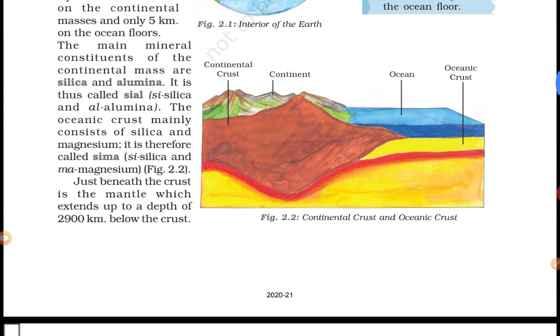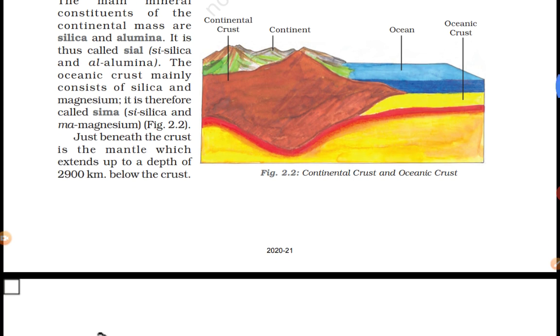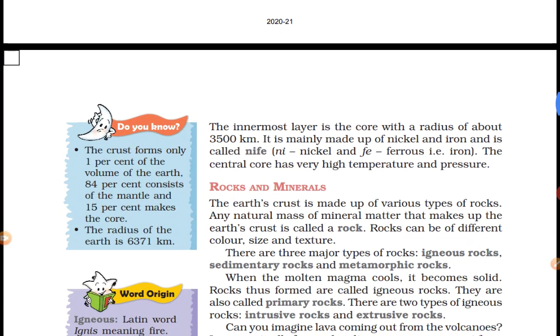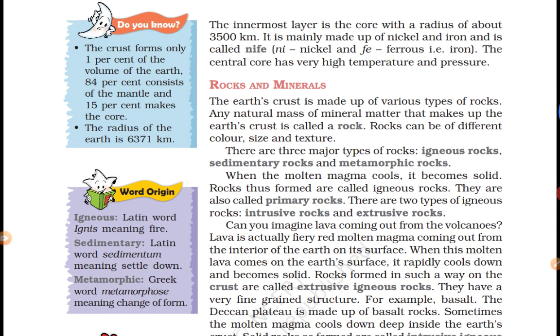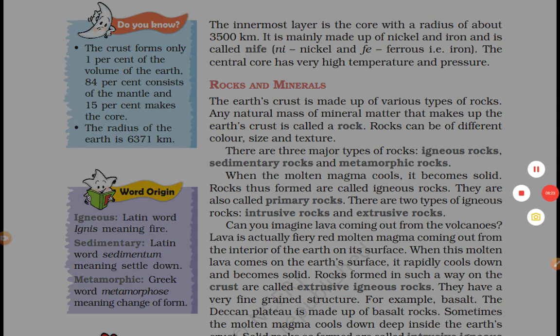We discussed continental crust and oceanic crust, and then we discussed the radius of different layers, and after that the percentage of the layers of the earth.